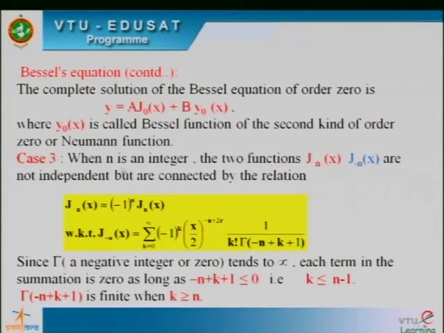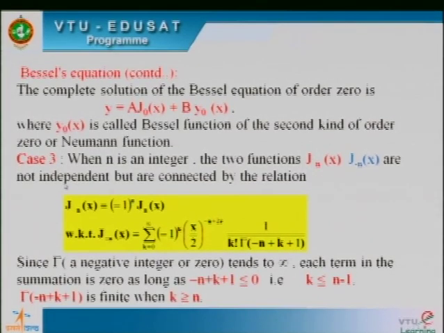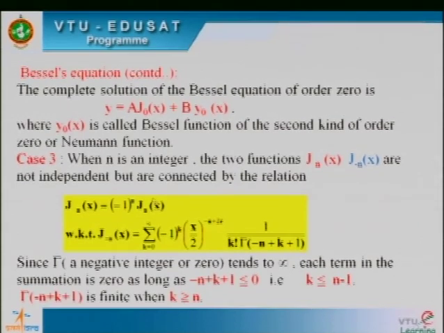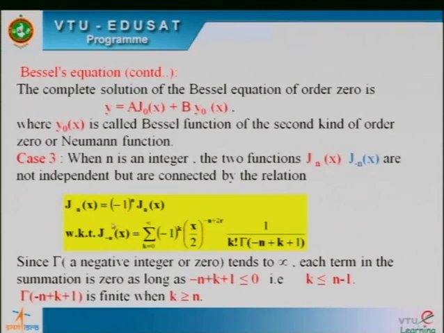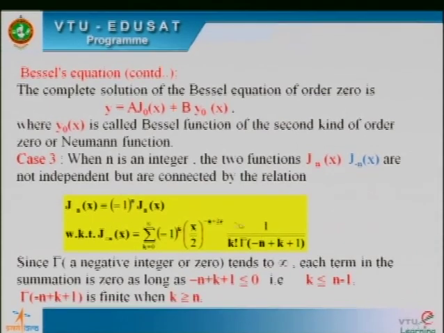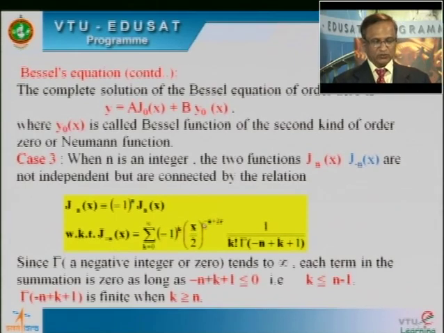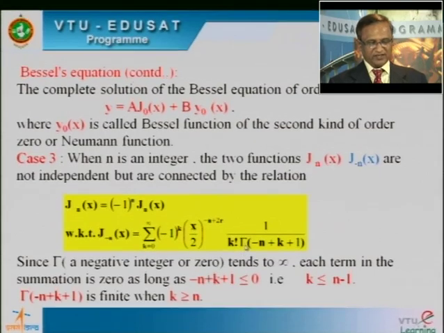Similarly, I want to consider when n is an integer. The two functions J_n and J_(-n) are not independent but are connected by the relation J_(-n)(x) equals (-1)^n J_n(x). We are already familiar that J_(-n)(x) can be written in this form: summation of k varies from 0 to infinity (-1)^k (x/2)^(-n+2k) into 1 divided by k factorial into gamma of (-n+k+1).